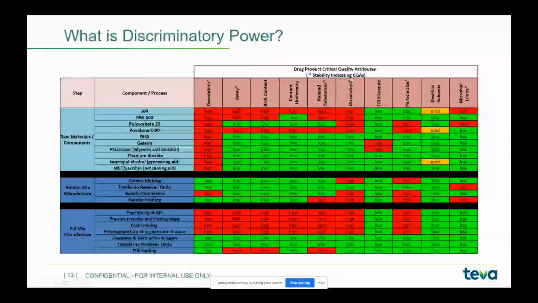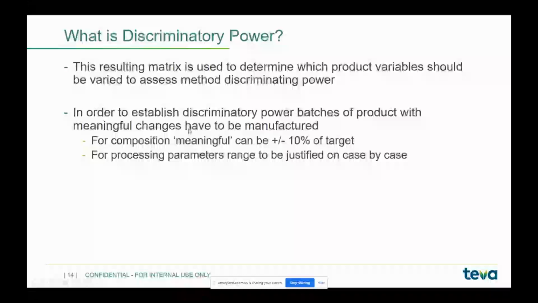And if you look at the dissolution column, you can see that this risk assessment has identified that the viscosity modifier could have an impact on dissolution. The surfactant itself might have an impact. Hold time during manufacture could have an impact. And all of this information can then be used to help develop those batches that we can use to challenge the dissolution method's discriminatory power.